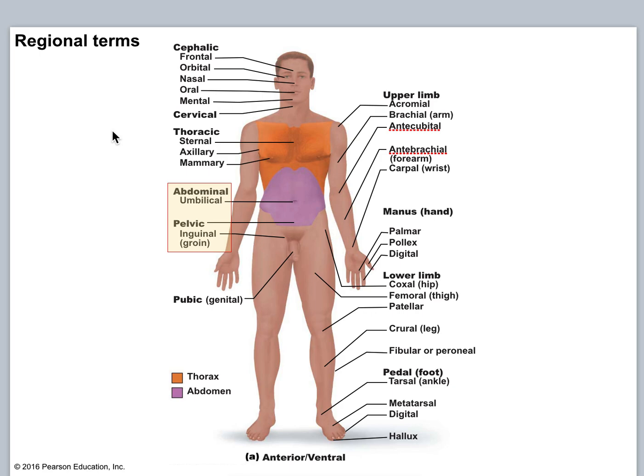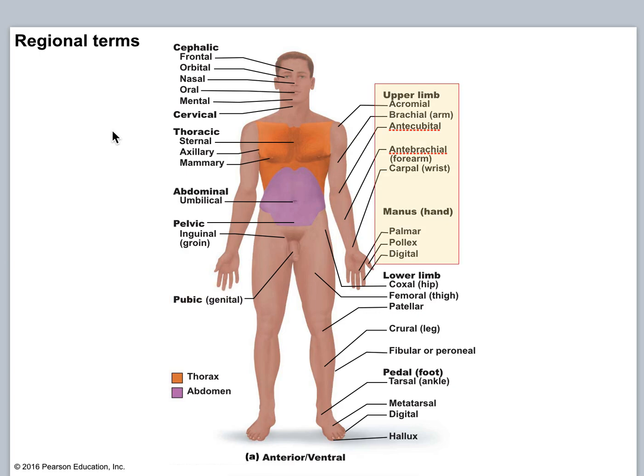Going into the abdominal area. Abdominal is abdomen. The umbilical is the belly button. Pelvic area. The inguinal region is the groin. Pubic region is the genitalia region.